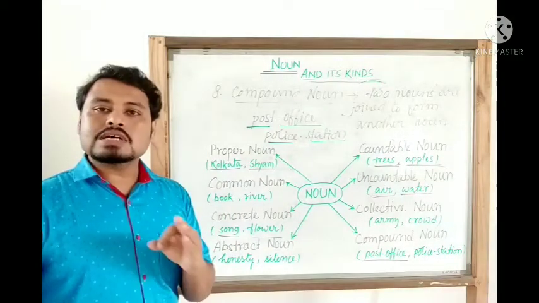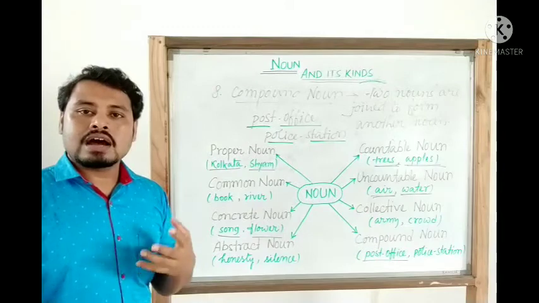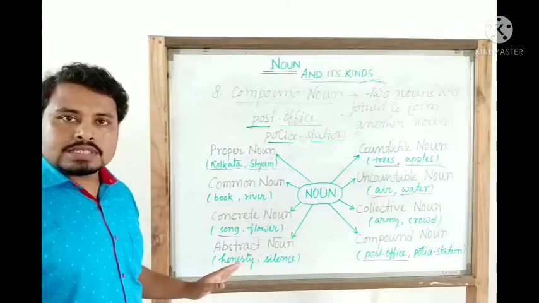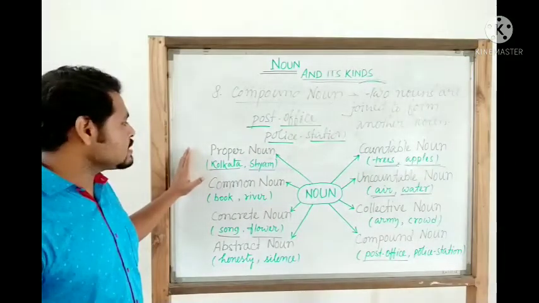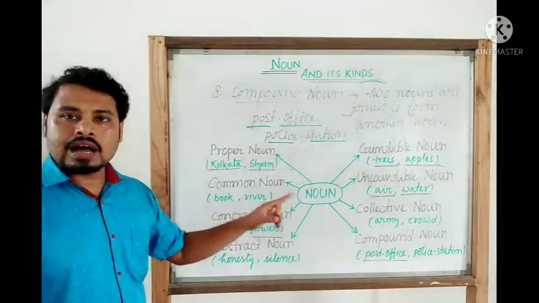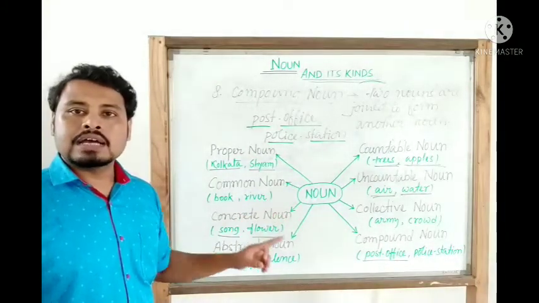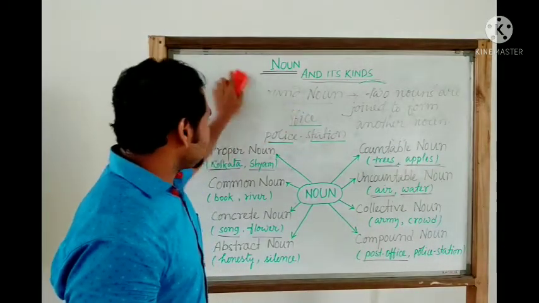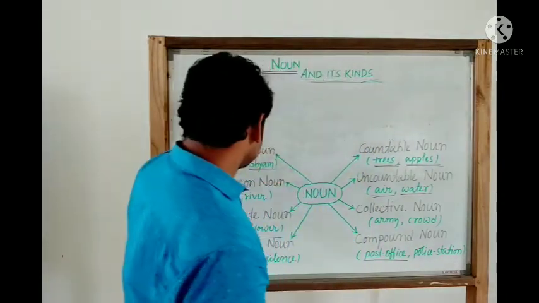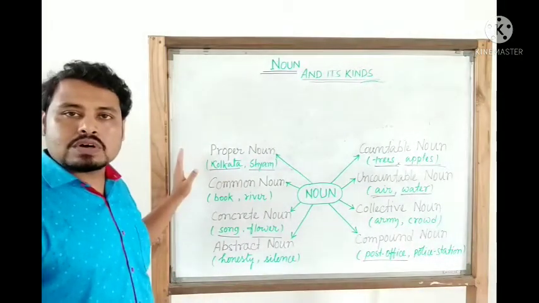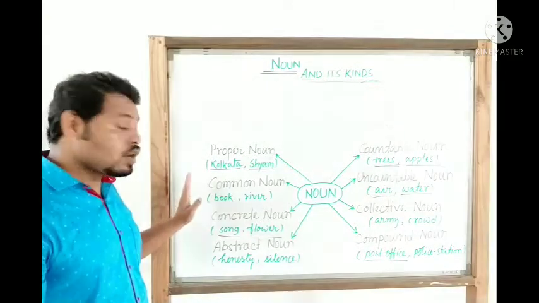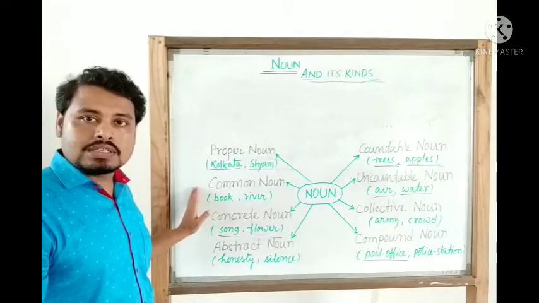Once again, a noun is a word that names a person, a thing, an idea or any place. Now we have a total of 8 types of nouns, as you can see in this mind map: proper noun, common noun, concrete noun, abstract noun, countable noun, uncountable noun, then the collective noun and the compound noun. The proper noun is the name of any particular place or person. The common noun is the name of things in common, also known as class noun.